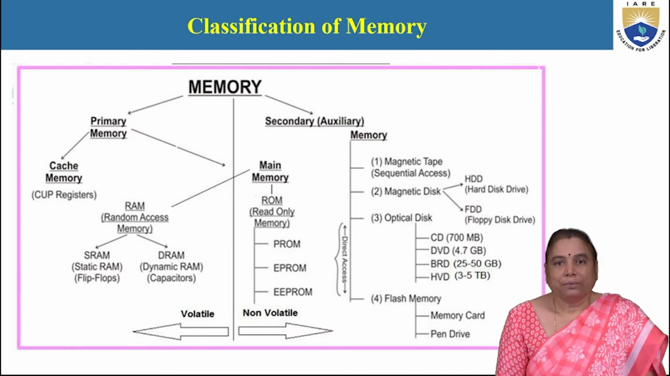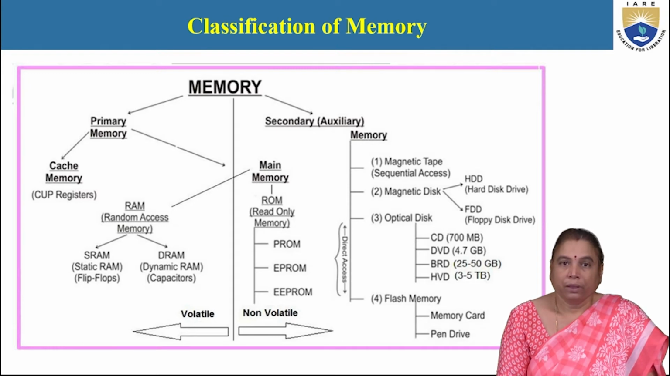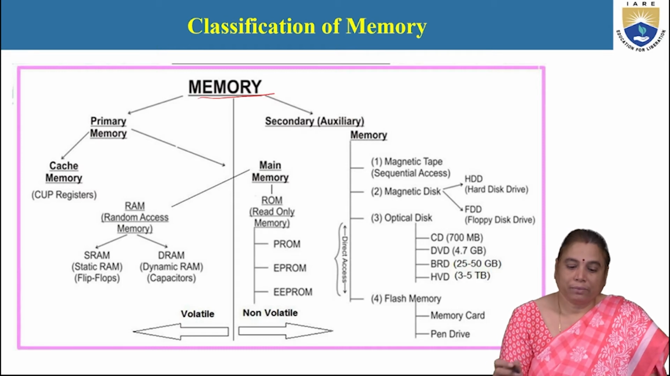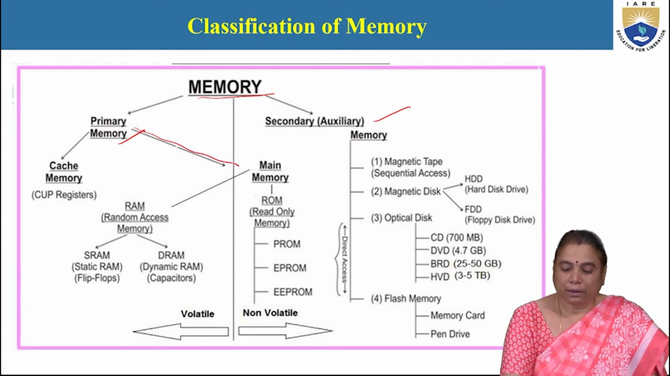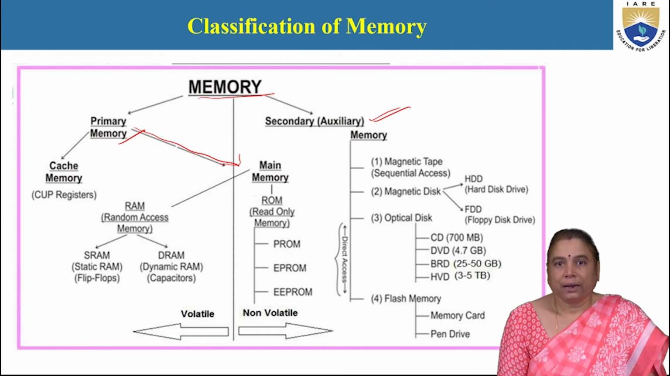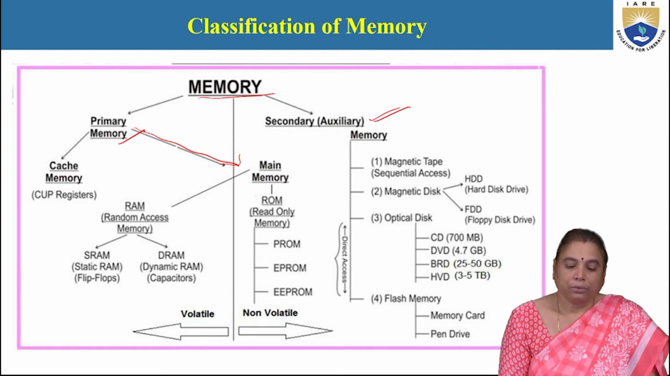Now, what are the various categories of memory? Memory can be divided into two parts, that is primary memory and secondary memory. The primary memory, another name we can call it, is main memory. Secondary memory we can refer to with another name, auxiliary memory. The primary memory is connected directly with the CPU. Here the primary memory can be further classified into two types.